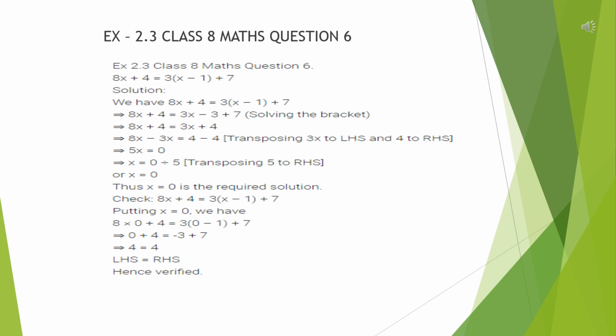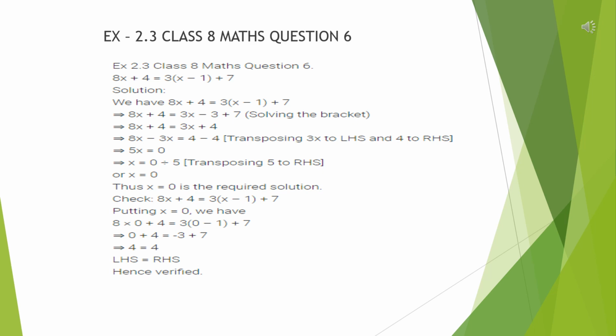Now, let's continue with question 6. 8x + 4 = 3(x - 1) + 7. In this equation, we also have a bracket. So, firstly, we have to solve the bracket. For solving the bracket, we have to multiply 3 by x and -1. After multiplication, we will get 8x + 4 = 3 into x, 3x, and 3 into -1 is -3, + 7.